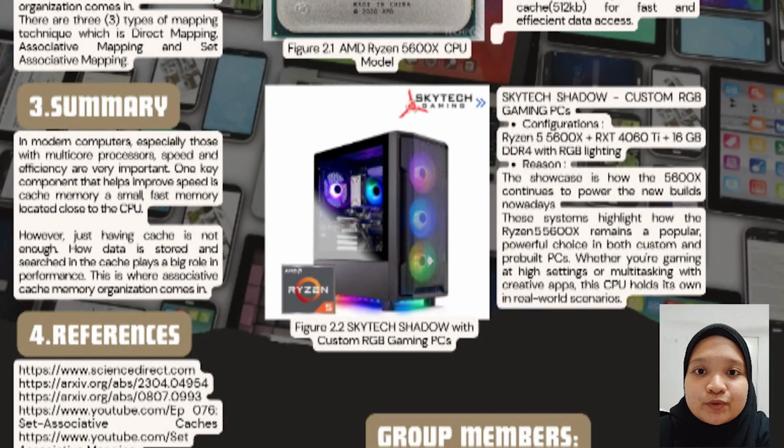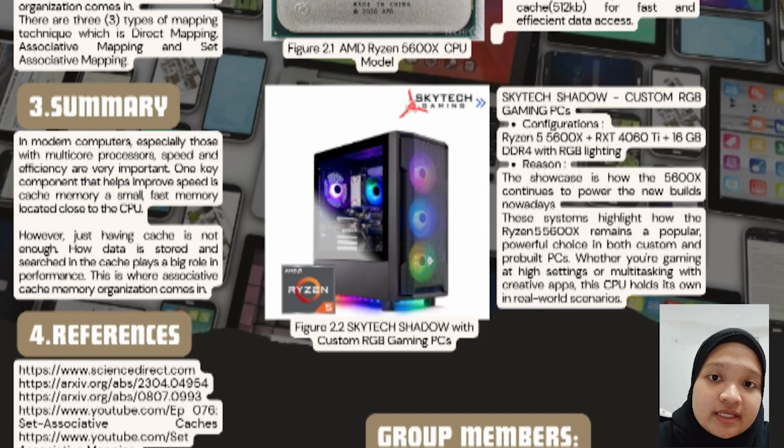Thus, we can also see this technology in action in gaming systems like Figure 2.2, the Skytech Shadow Gaming PC, which uses the Ryzen 5600X paired with powerful graphics and fast memory. This system shows how the Ryzen series is still widely used in modern PC builds, whether for gaming or multitasking.